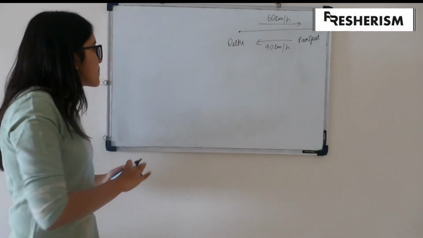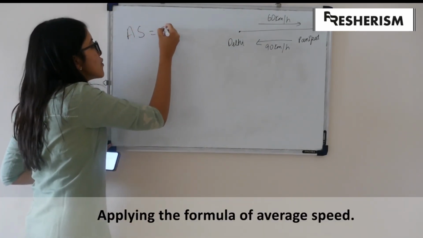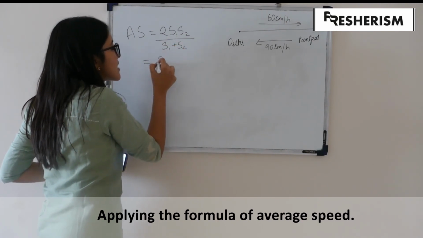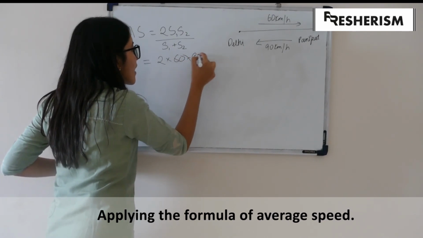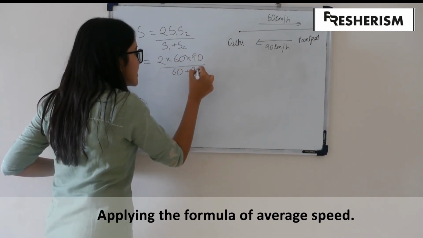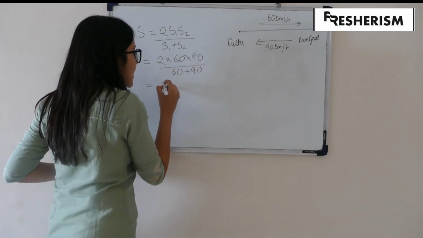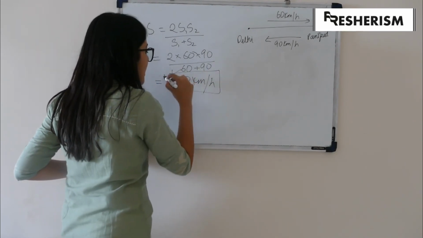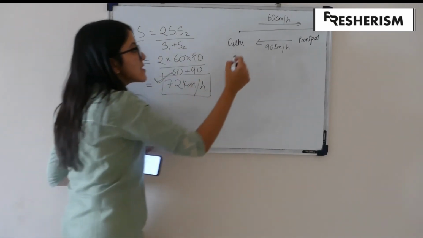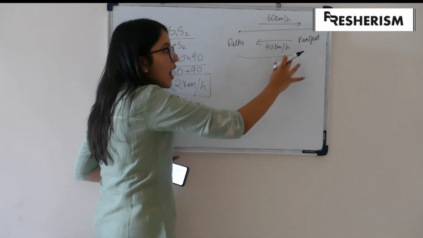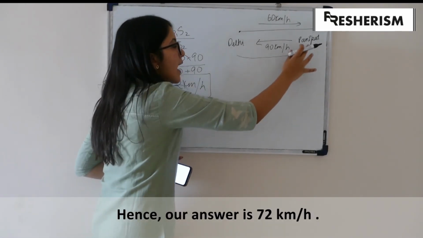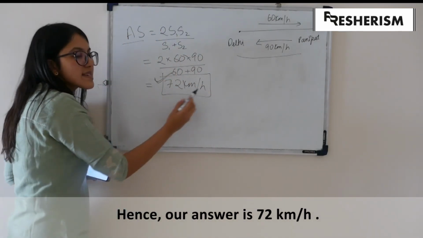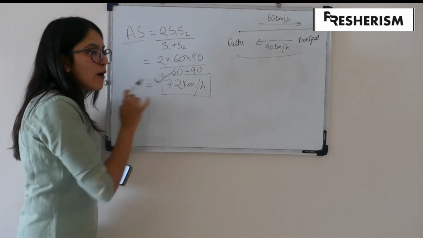Now, using our formula, which was average speed is equal to 2 s1 s2 upon s1 plus s2, this gives us 2 into 60 into 90 upon 60 plus 90, which gives us the answer as 72 km per hour. Hence, the average speed of this car who travels 60 km per hour while traveling from Delhi to Panipat and follows a speed of 90 km per hour while coming back from Panipat to Delhi will be 72 km per hour. I hope this was clear.